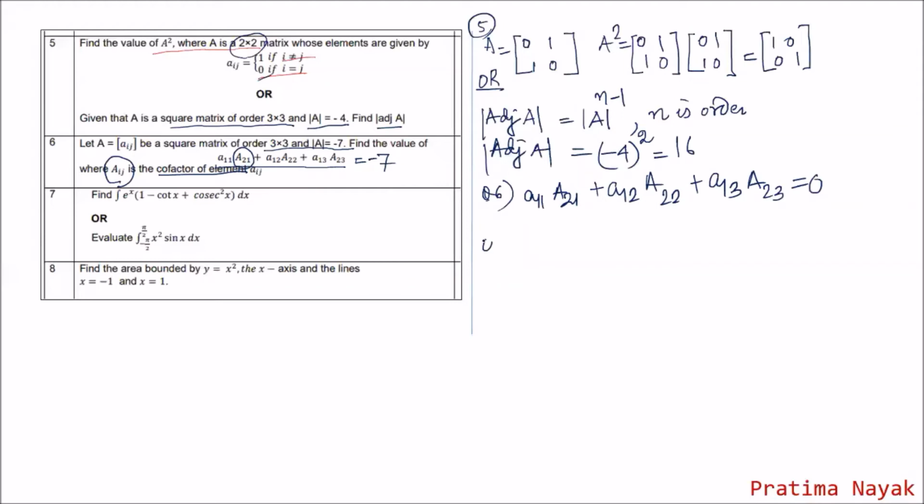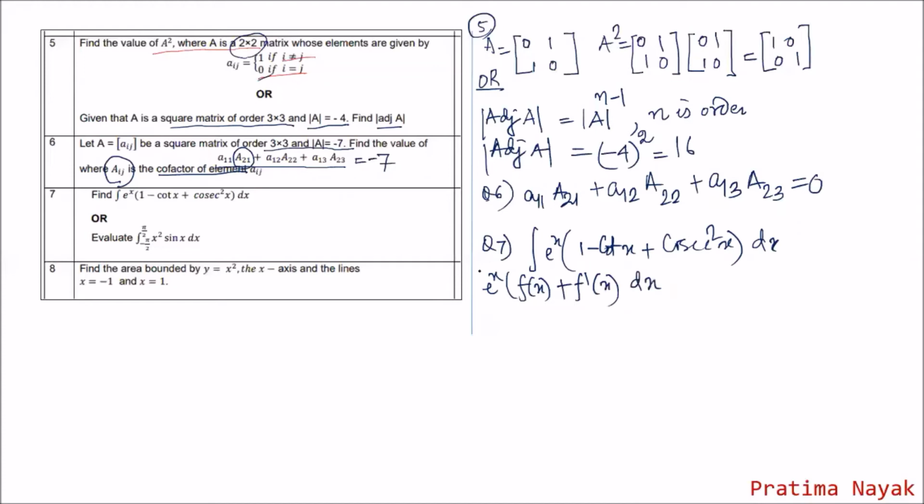Question number 7. Question number 7 is the integral of e to the power x into 1 minus cot x plus cosec square x. So immediately you should think that this is the integration of three terms. It cannot be a lengthy one because it is a 1 mark question, so there should be a trick here. What is the trick? The trick can be applied only when e to the power x is there. There will be a function and its derivative, so that if we integrate, the answer will be e to the power x into f x plus c.